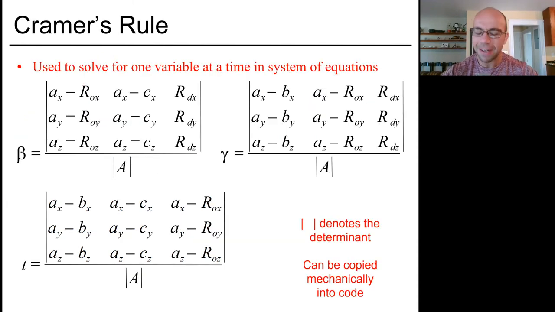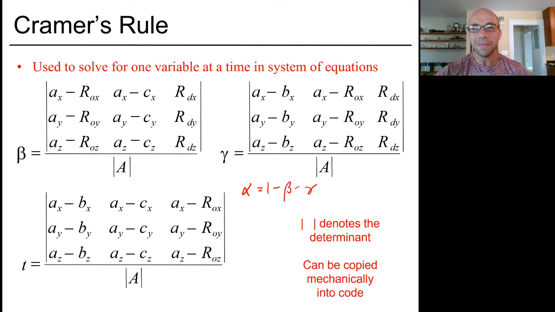One of the famous ones that you might have learned in linear algebra class is something called Cramer's rule, where essentially you can recover beta, gamma, and t using ratios of different determinants from your matrix. Or if you're a computer scientist and you don't care about the math here, you can also just type these formulas mechanically into your code and voila, you will get beta, gamma, and t, which is what you need. As always, if you want that third barycentric coordinate alpha, it's just 1 minus beta minus gamma. And that's just a byproduct of the way that we set up this formula.